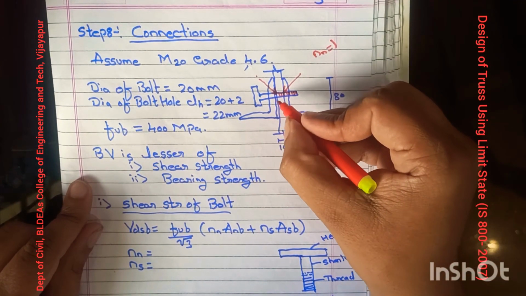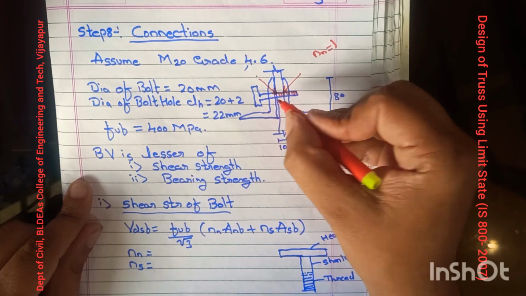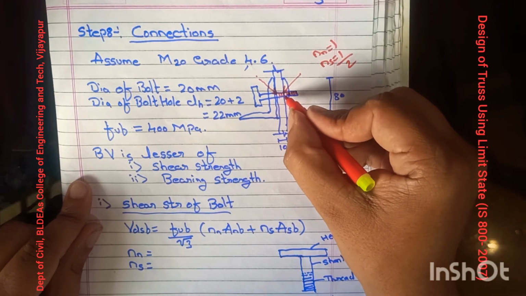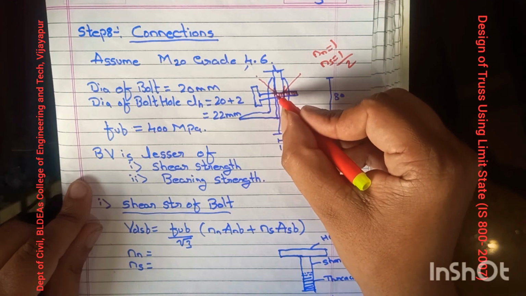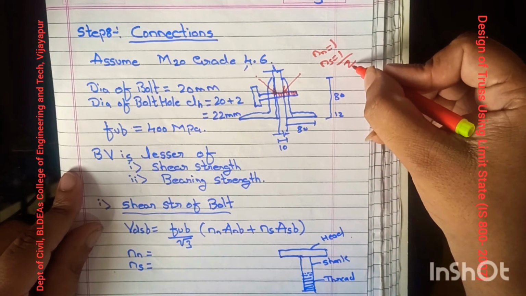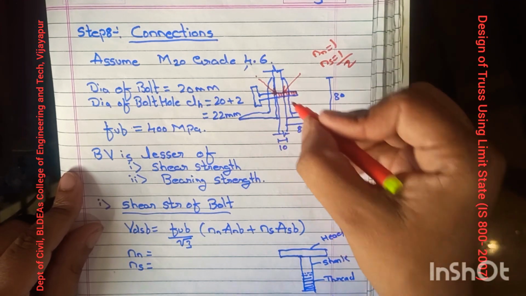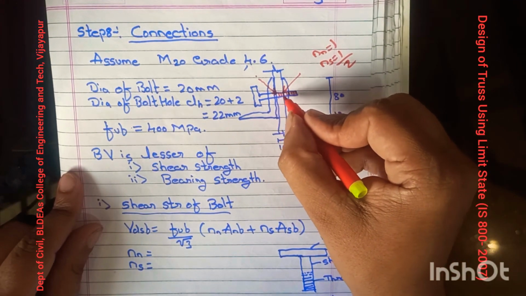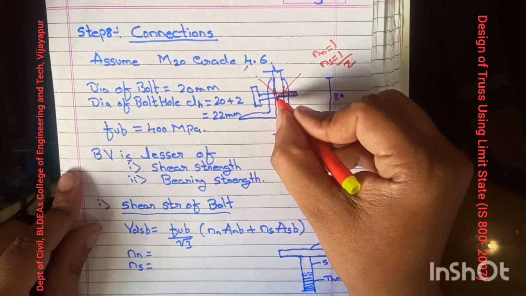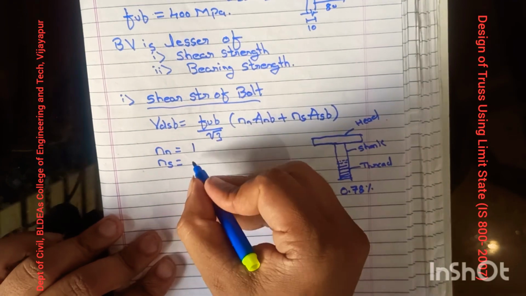And if this area falls under the shear plane where it is shank, that means NS is 1. So total it is 2. This bolt will cut at this location, and it will cut at this location. So total shear planes we have is 2. Among these two, we need to see where threads are lying and where shank is lying. Here in this problem, it has 2 shear planes, so we will assume the threads are lying in this area and shank is lying in this area. So that means we will assume NN equals 1 and NS equals 1.